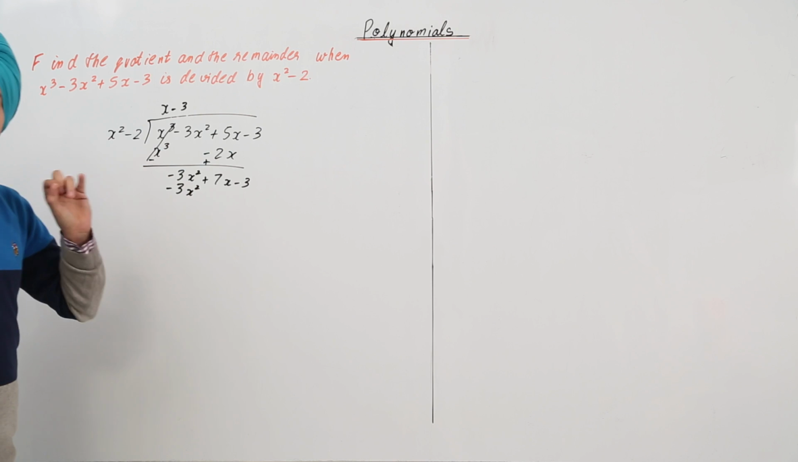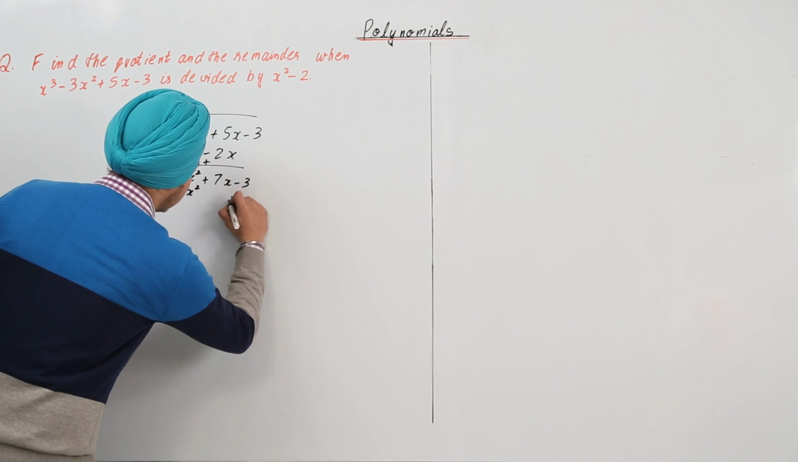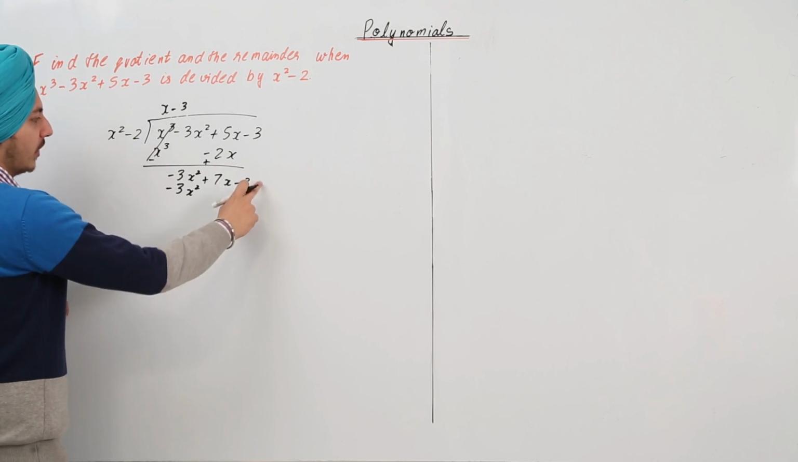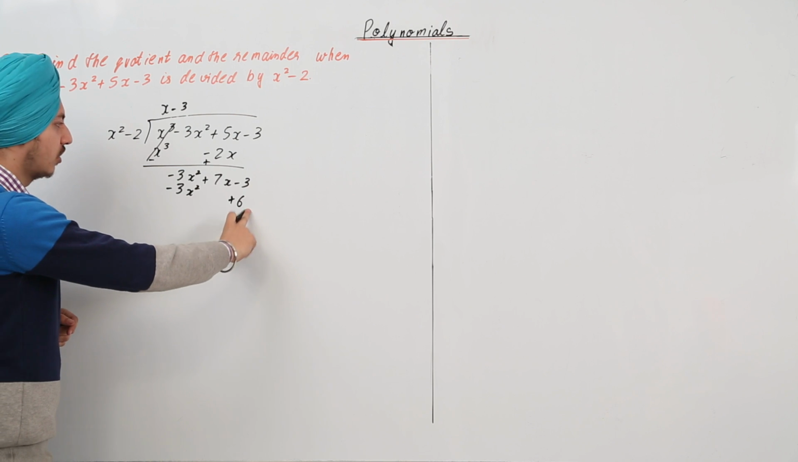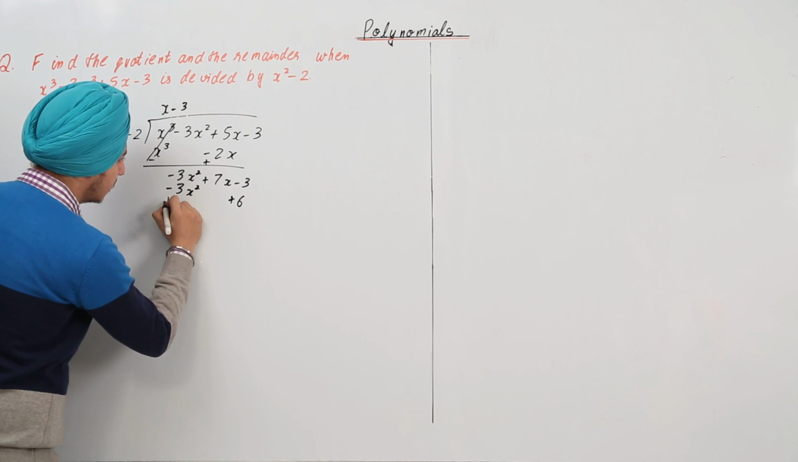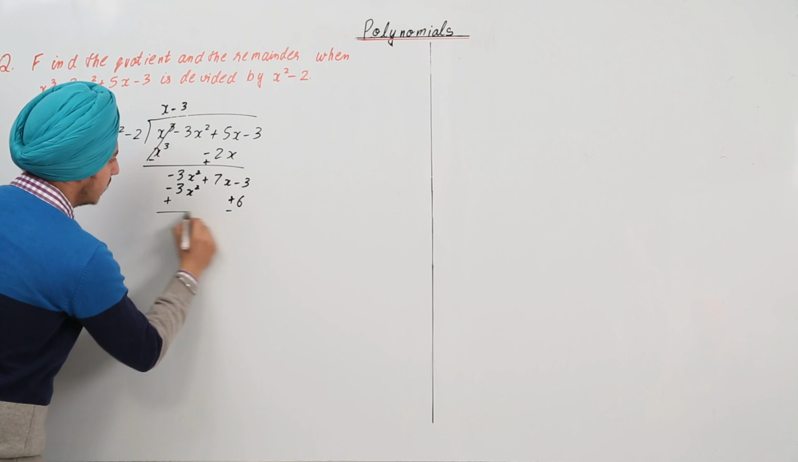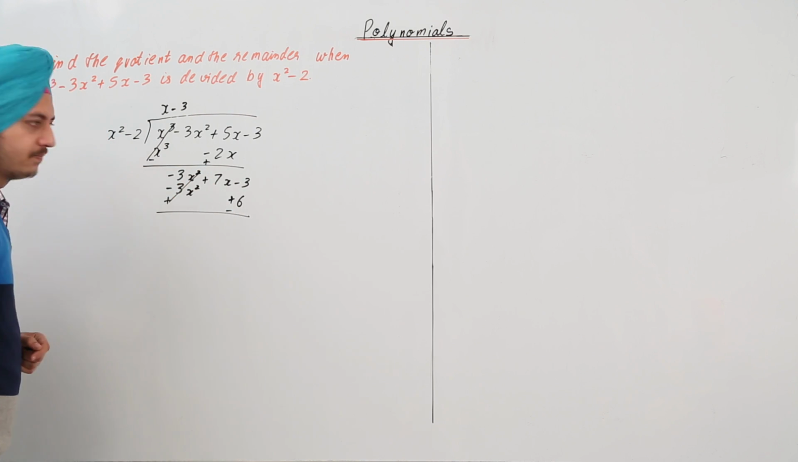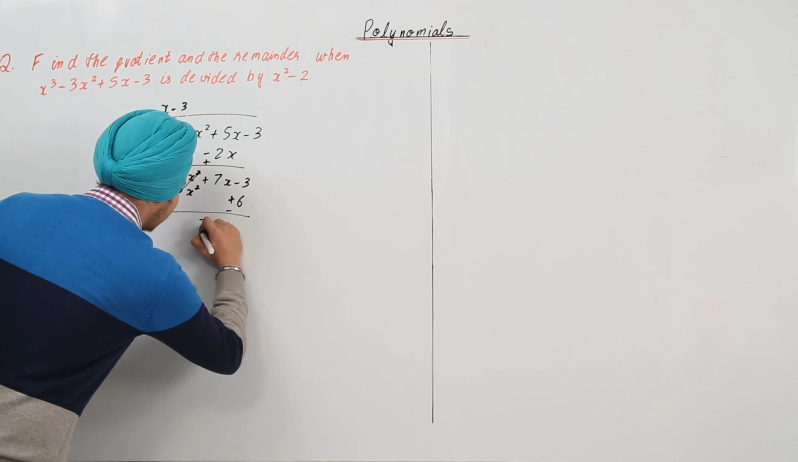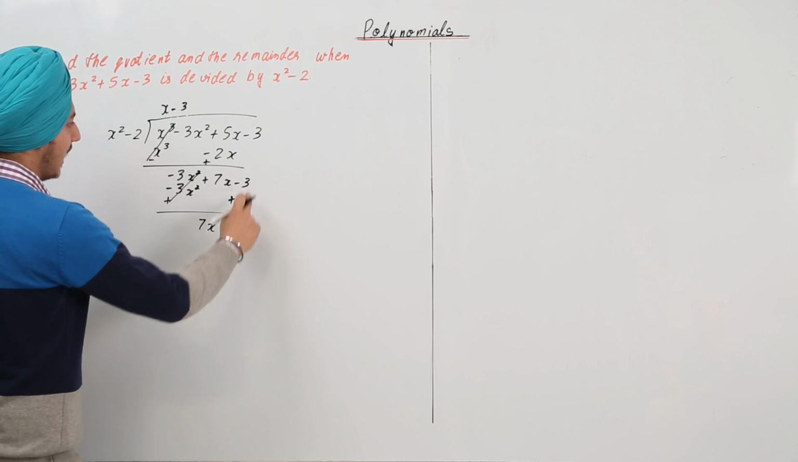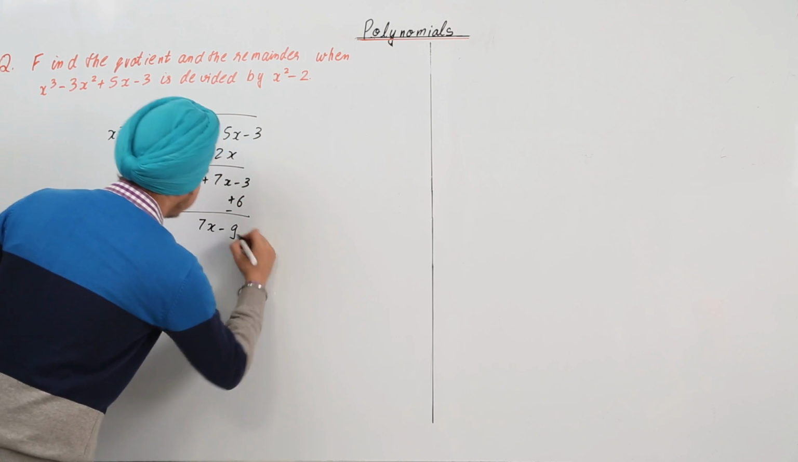Minus 2 into minus 3 is 6. So this is plus 6. Okay, we write it below the constant only. So this is plus, this is minus, this goes for 0. We carry this down, this is 7x, correct? And this is minus 9.